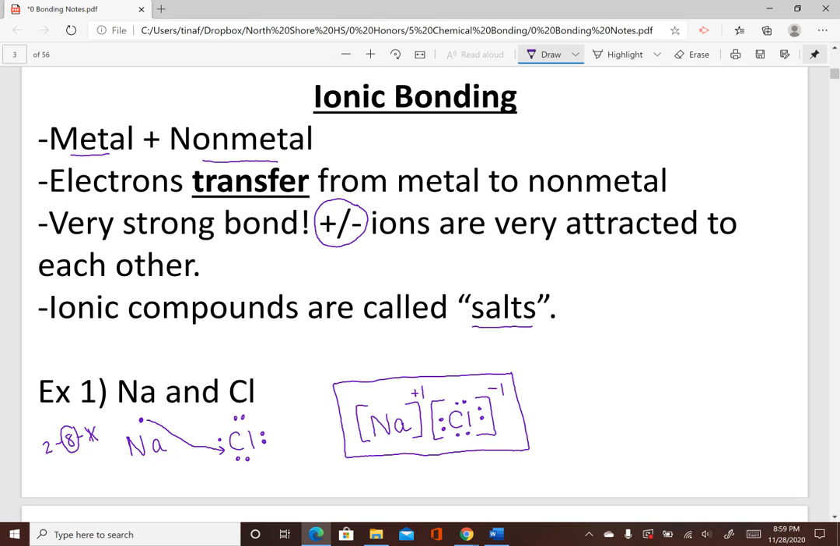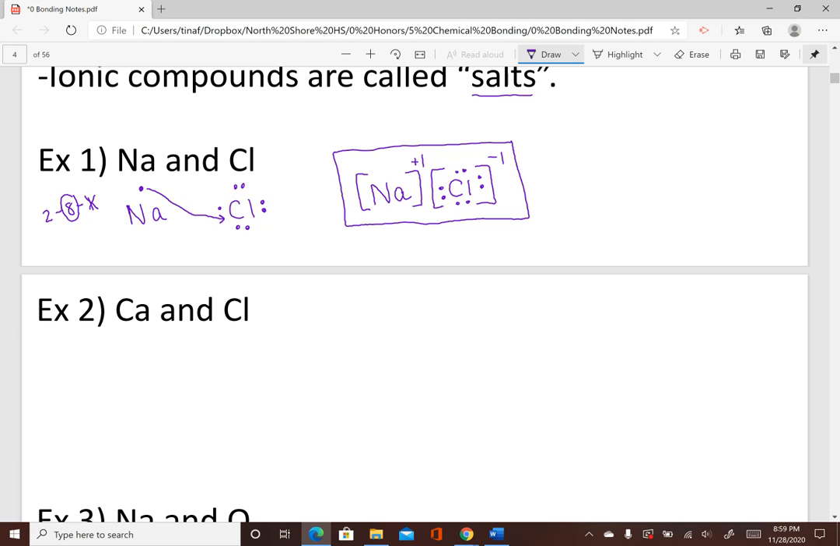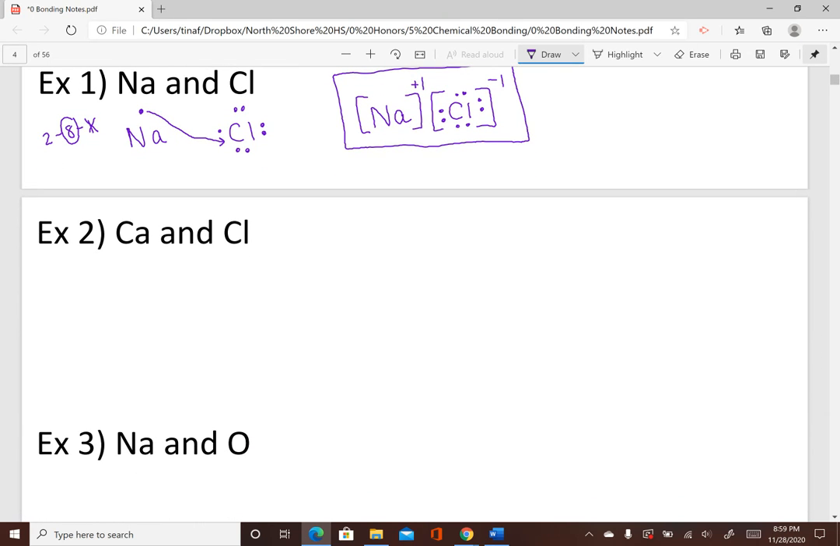All right? It gets a little bit more complicated. Let's look at this one together. So calcium has 2 valence electrons, and chlorine has 7.